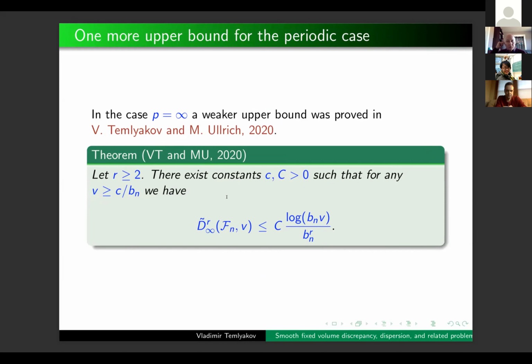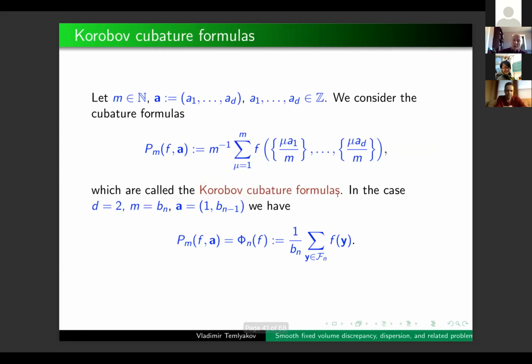And this is what I commented before, that in some cases when r is greater or equal than 2, we have results for fixed volume smooth discrepancy. But if r is equal to 1, we don't have that. So now these are Korobov-Kubachev formulas. Let me just formulate the setting, because at the next talk, Nasta will talk about this in detail.